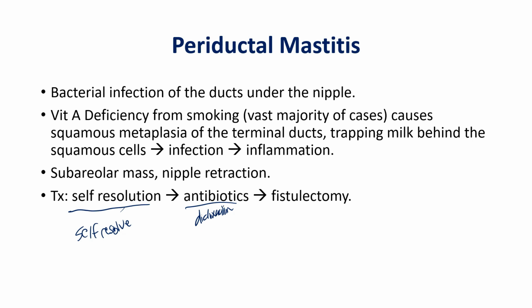So then, if that doesn't work, if it's still not working even after antibiotics, then you think of more serious surgical techniques and you do something called a fistulectomy. That's just where you literally make your own fistula. Do you remember what a pathological fistula is in the body?